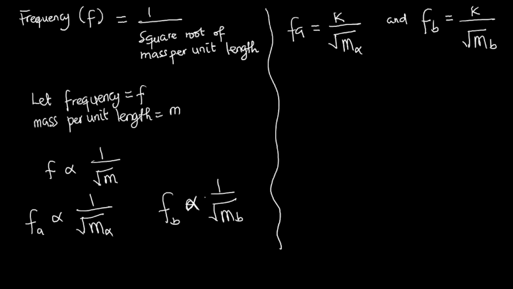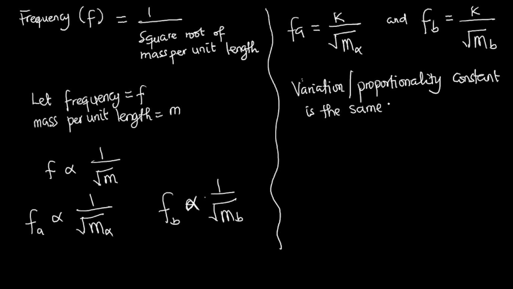But since k is a proportionality constant, it doesn't matter whether it's for spring A or spring B. Our proportionality constant, our variation constant, is the same, which implies that if this is Ka and Kb, then Ka is equal to what? Kb.